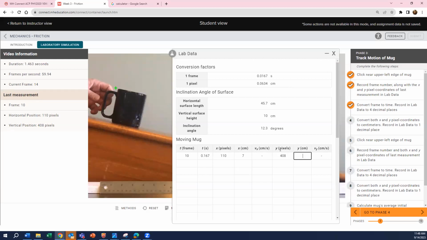And next, Y pixels to centimeters: 408 pixels. So 408 multiplied by 0.0634 is going to be 25.9. Okay, so we got these numbers.